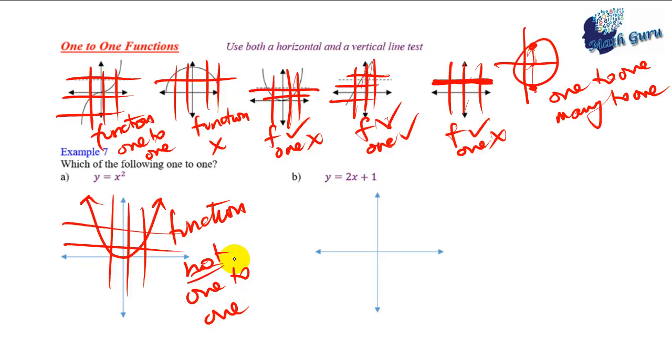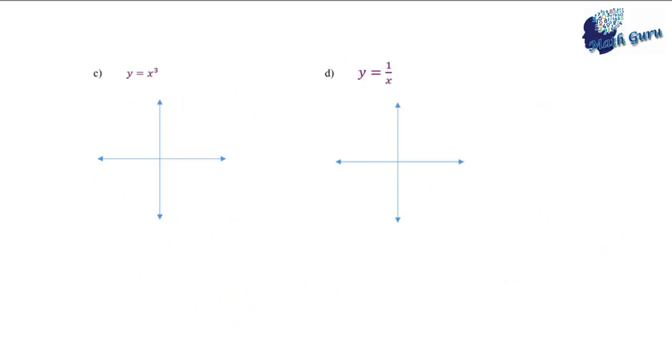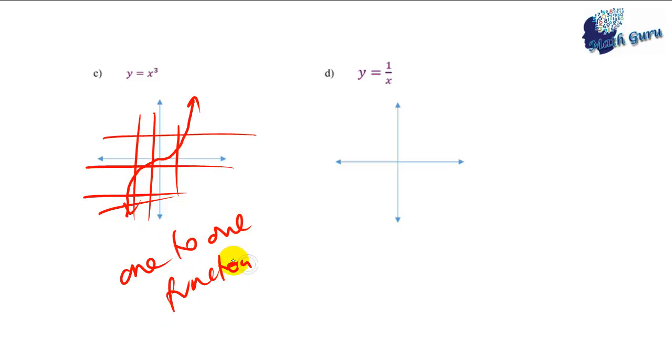Okay. 2x plus 1, it goes through the point 1, has a gradient of 2. So as we go across 1, we go up 2. So there's my line. It passes a vertical and horizontal line test. So we say that's a one-to-one function. So for something to be a one-to-one function, it's got to be a function first. Okay, x cubed. Let's have a look. We sketch x cubed. Looks something like that. Passes a vertical line test and the horizontal line test.